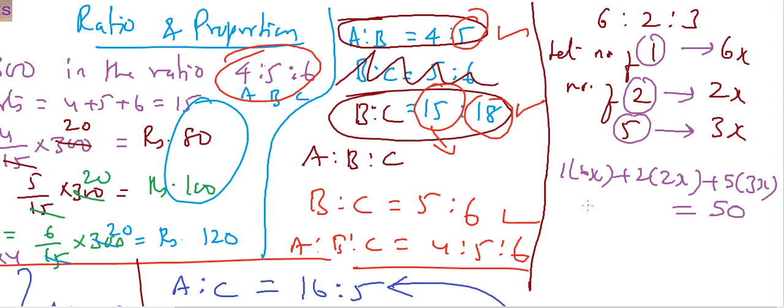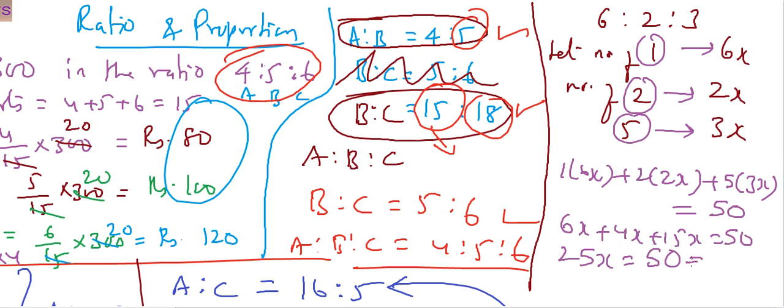Okay, let's solve this and find the value of x. So 6x plus 4x plus 15x equal to 50. So 6 plus 4 is 10, 10 plus 15 is 25. So 25x is equal to 50, which means x is equal to 50 by 25, which is 2. So x is 2.